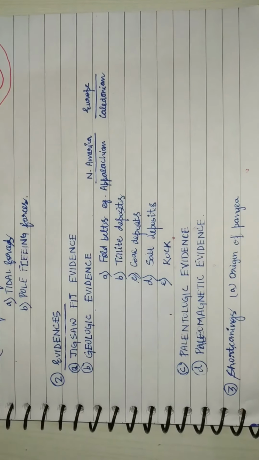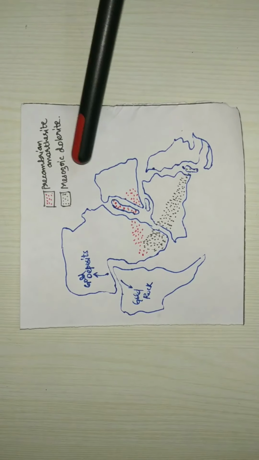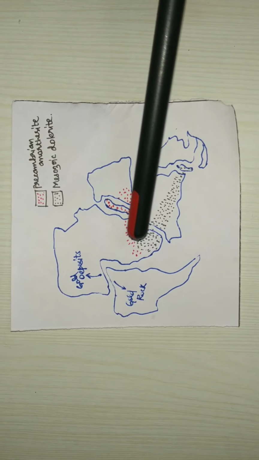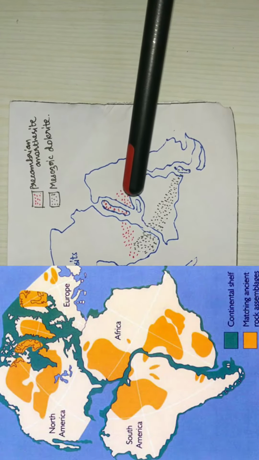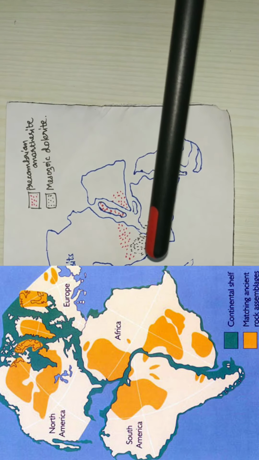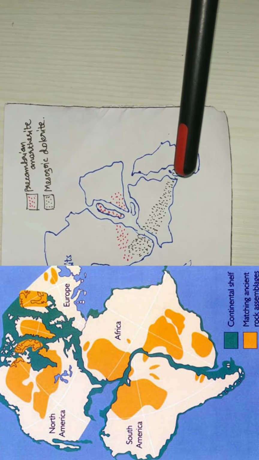The next are the rocks. If you see the Precambrian anorthosite, it is common in Africa, Madagascar, India, right? And this is only possible because these all places were joined together. Similarly, the Mesozoic dolerite is common in South Africa, parts of Antarctica, and Tasmania. Okay.